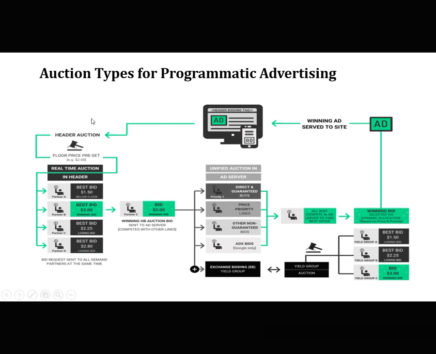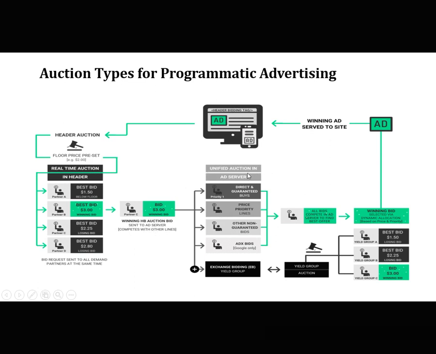So this is the header auction, the floor price is set. A real-time auction in header bidding happens. These are 4 partners. Partner A's best bid is 1.50. Partner B's best bid is $3.00. Partner C's best bid is $2.25. Partner D's best bid is $2.80. Then out of these 4 bids, the highest bid of $3 wins the header bidding auction, and it is then sent to the ad server, which competes with other line items.